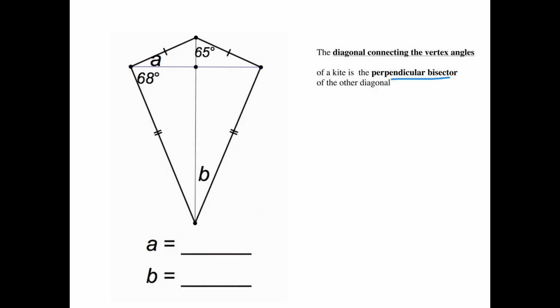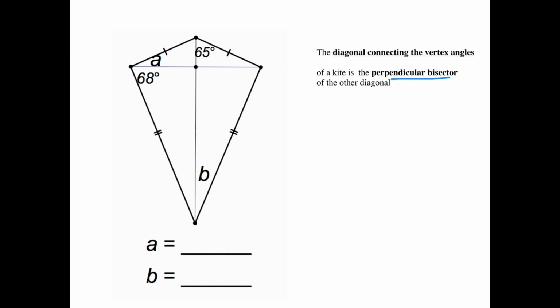This next problem seems to be dealing more with angles inside. I don't have any variables trying to figure out side length or length of diagonals. This A is measuring this angle space here, and this B is measuring this angle space here. So because we're dealing with angles, I did go ahead and copy this property: the diagonal connecting the vertex angles of a kite is the perpendicular bisector of the other diagonal.